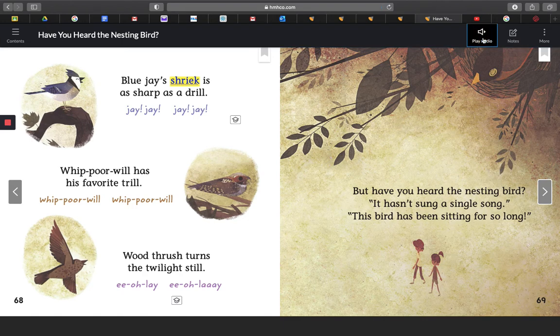What does the author want you to learn from this? I think he wants us to learn that the nesting bird is different from the other birds because it does not sing.